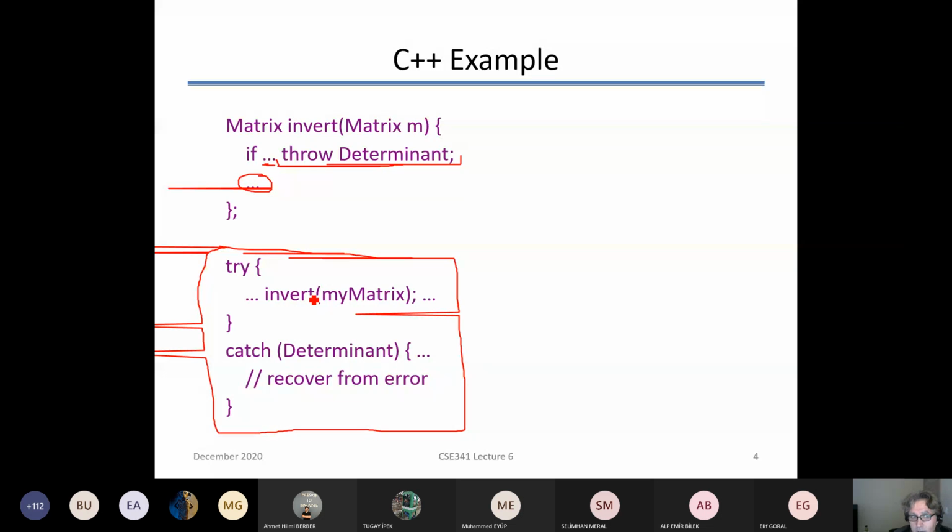You have a try block where, as the name suggests, the statement tries this thing. If it doesn't throw an exception, you continue from here. Otherwise, if there is an exception, you handle that exception here. This is the handling part. So if this part of the code throws a determinant, you can catch the determinant here. We haven't talked, in either of these languages, about what is passed from the exception throw to the exception handling. We are going to come back to that in a few minutes.